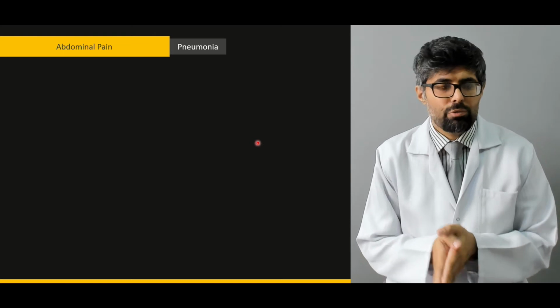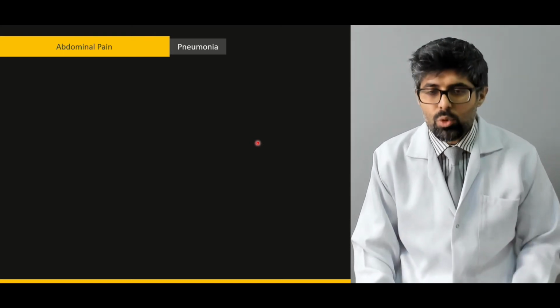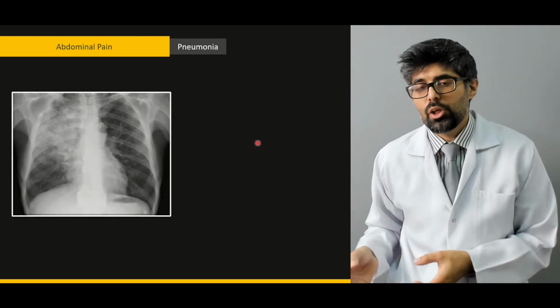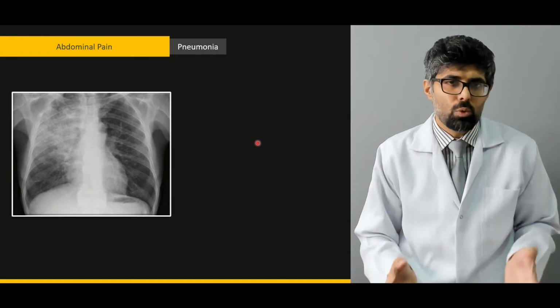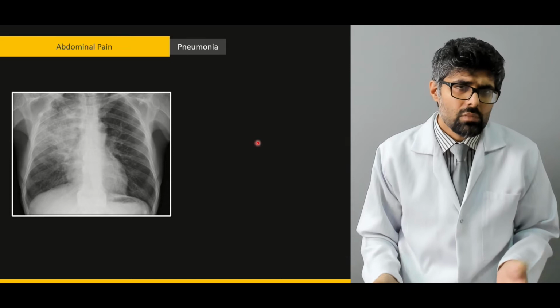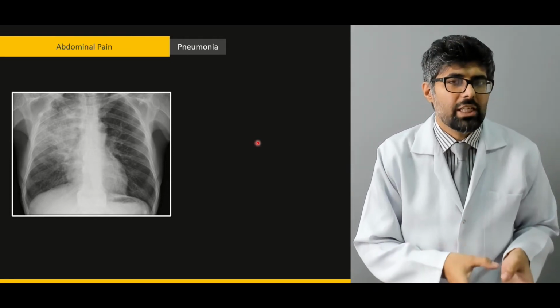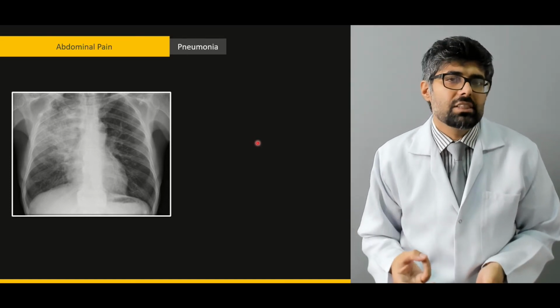Another cause of pain is pneumonia. Now, pneumonia is a disease of the lung where consolidation occurs in either the right or the left or both lungs. Now, why do we perform chest x-ray in abdominal pain? There are usually three reasons.